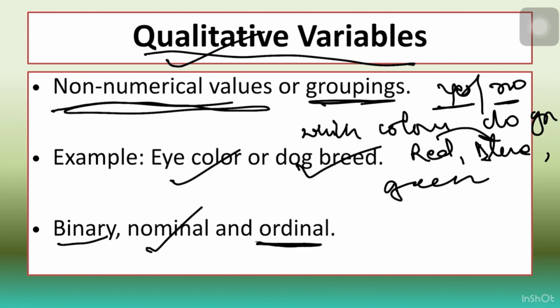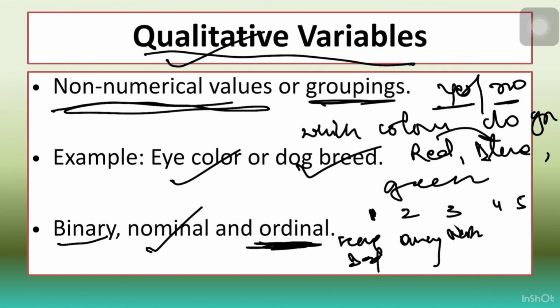Now next comes the ordinal. Ordinal means in order. If I ask how much do you like the product, you give numbers 1, 2, 3, 4 and 5. Right? You rate the product. 1 means say very bad, then 2 means average, 3 means neutral, 4 means good and 5 means very good. So this is in numbers. This is the meaning of ordinal variable.